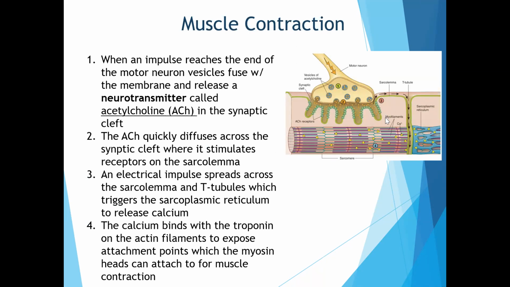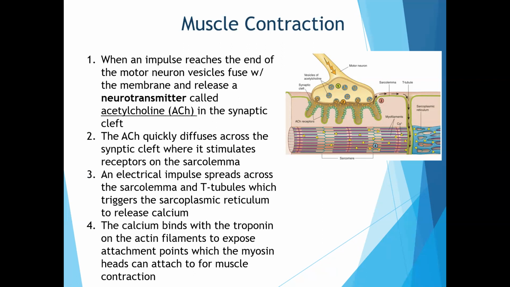So remember, that's your plasma membrane of the muscle cell. So the ACH connects to the receptors on the sarcolemma, and that results in an electrical impulse spreading across the sarcolemma and also down through the T tubules. That electrical impulse then stimulates the sarcoplasmic reticulum to release calcium. And if you remember from our actin picture, there's troponin on there. And so the calcium binds with that troponin, and that's what actually reveals the attachment site so that the myosin head can form its cross bridge with the actin.